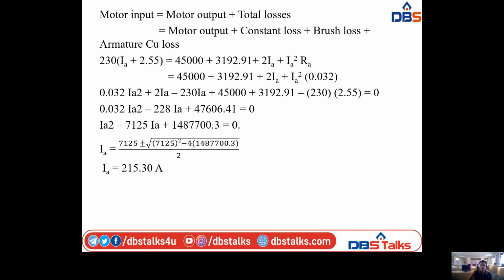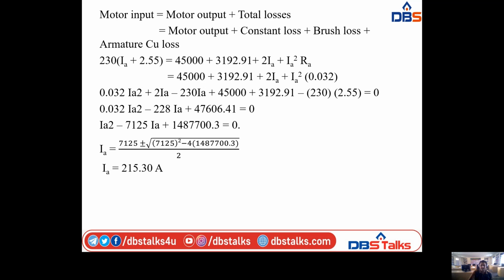And next, you know the formula to calculate the motor input power for a full load, that is motor input is equal to motor output plus total losses. Total losses means nothing but the constant losses plus brush loss plus armature copper loss. We know the motor input, that is 230 into (IA plus 2.55). So that is equal to motor output, that is 45,000, plus total losses, that means constant loss we have, that is 3192.91, plus brush loss, that is 2 into IA, plus armature copper loss, that is IA square RA.